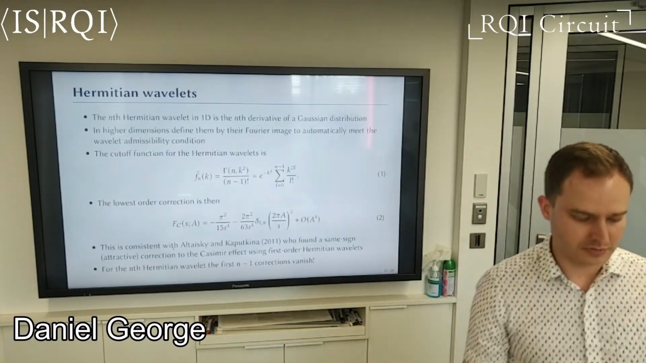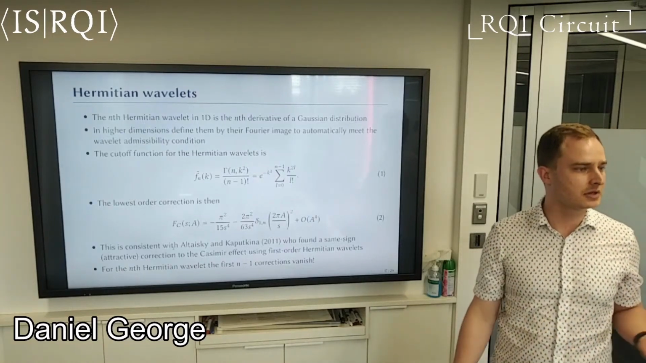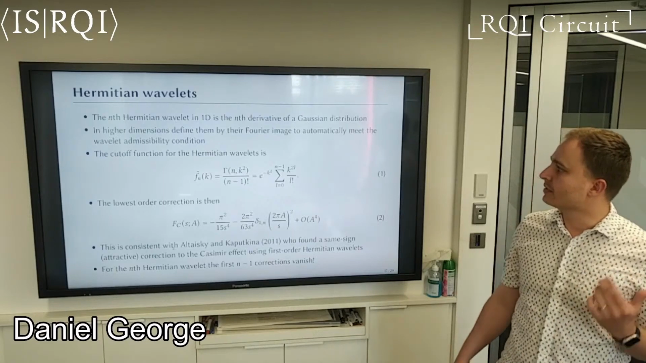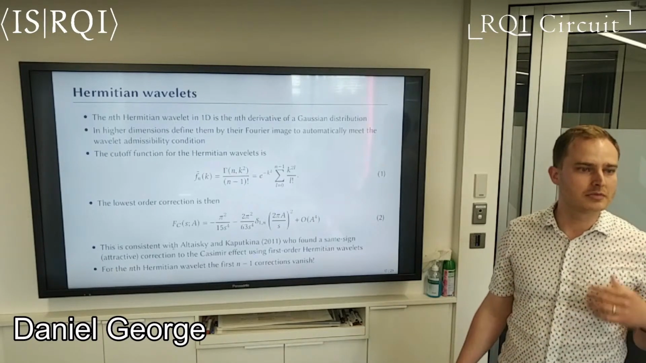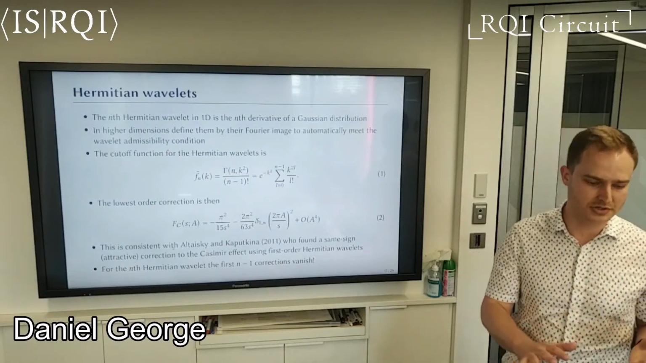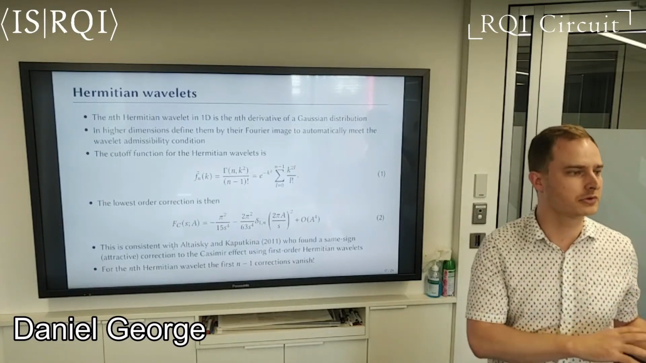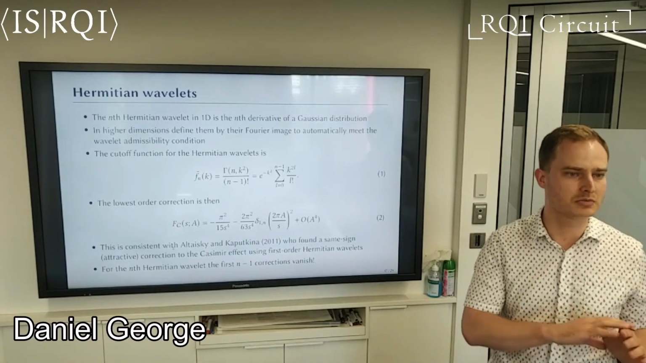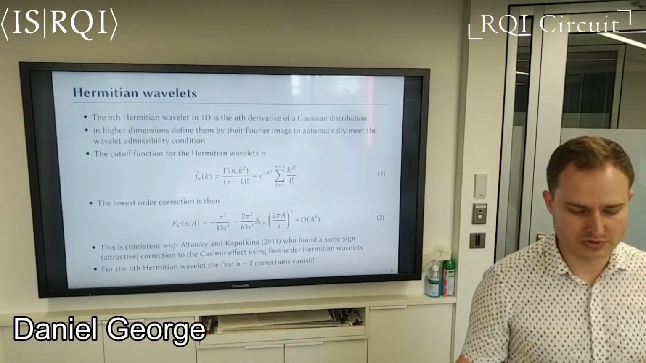So firstly, we looked at emission wavelets, which are the same wavelets that Altiski and Capicini used in their paper. The emission wavelets are the derivatives of the Gaussian. In our case, because we want to do the wavelet in multiple dimensions, what we've done is define them in terms of a Fourier image, which means that we can be certain that they will meet the admissibility condition, and they're radially symmetric.